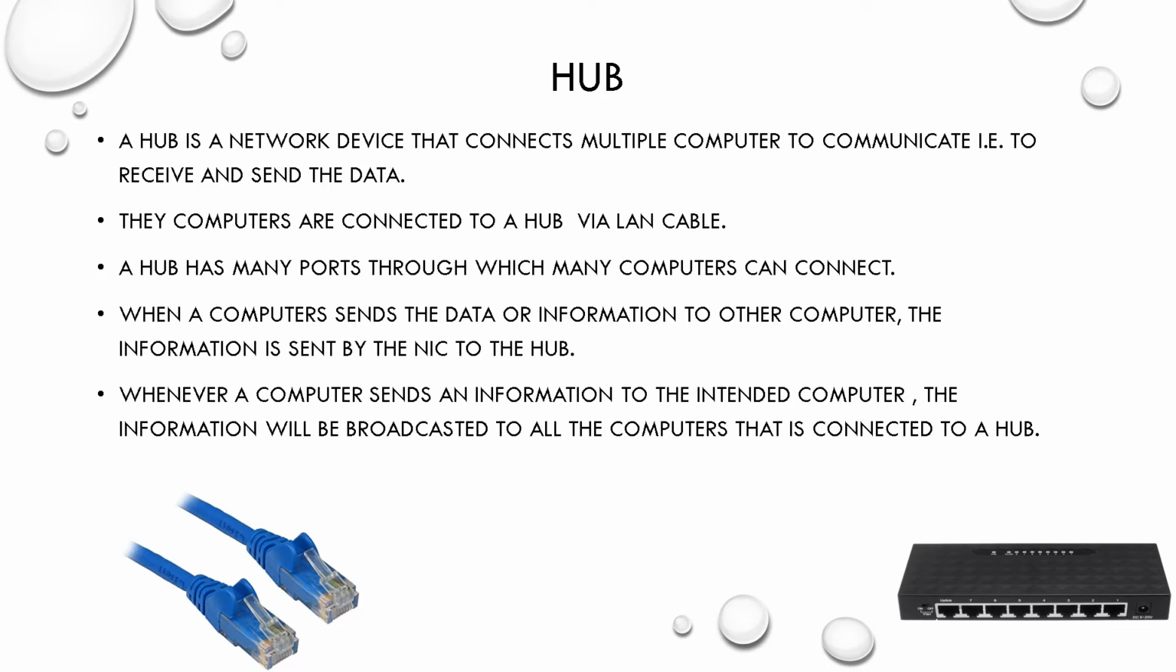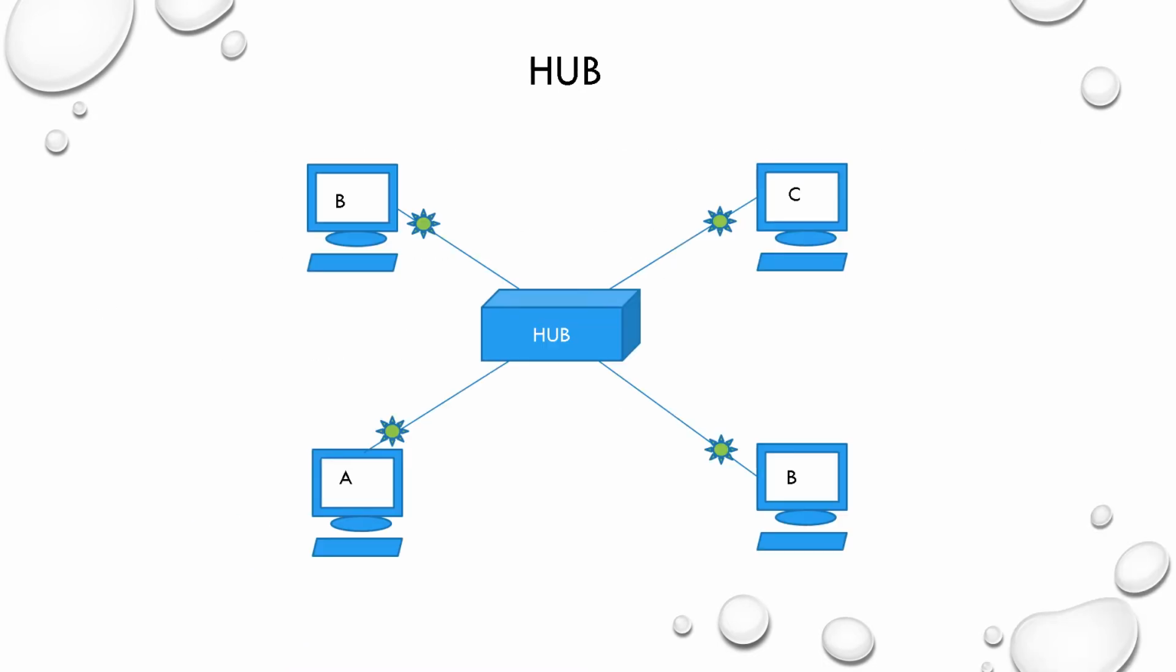It's like sending a WhatsApp message to one particular friend, but when you send it, it gets sent to all your contacts. That doesn't look good, right? So this is the function of a hub. Now suppose there are 4 computers connected to a hub. In this picture you can see 4 computers, A, B, C and D, connected to a hub. Now suppose A wants to send a message to C. What happens when he sends a message?